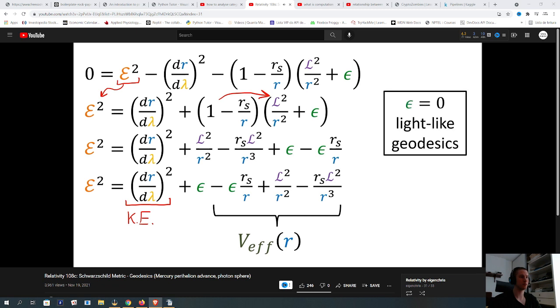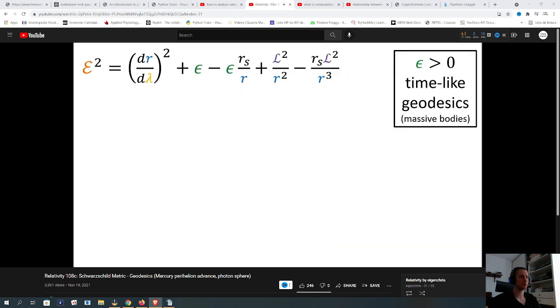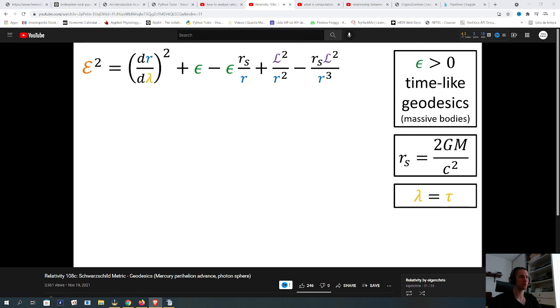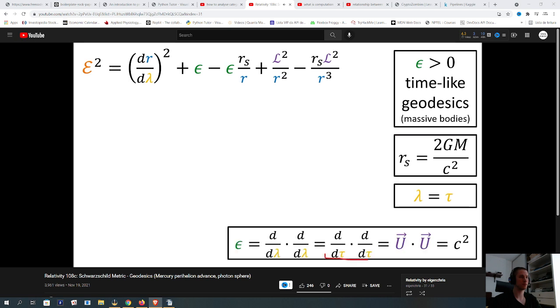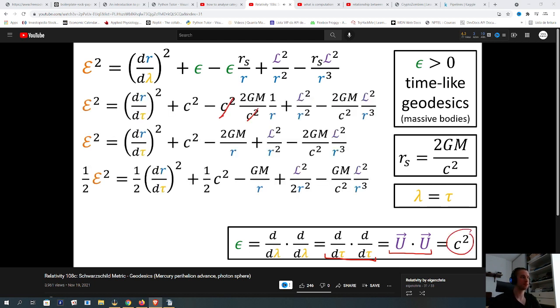And remember, the epsilon equals 0 case is for light, and the epsilon greater than 0 case is for massive bodies. Let's start with the massive body case. We can sub in the full formula for the Schwarzschild radius and use proper time tau as the path parameter. This means that epsilon is just the 4 velocity dotted with itself, which is the speed of light squared. Putting this all in, we can cancel c squared and then multiply all terms by 1/2.